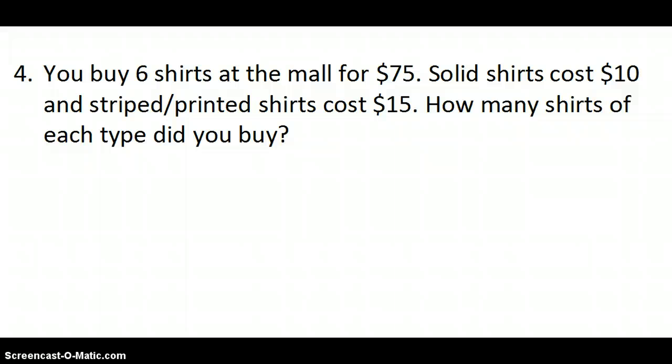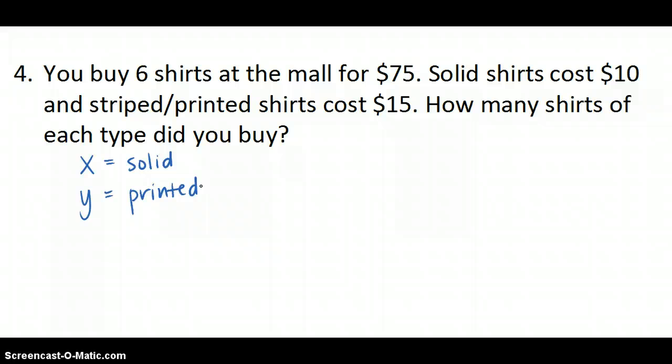Right, so our word problems, when we use a system of equations, always have 2 items. So let's call X the solid shirts, just plain black or plain blue. And then Y is going to be the printed shirts, the ones with a design on it. Okay, so we first know that we bought 6 shirts and they cost $75 in total.